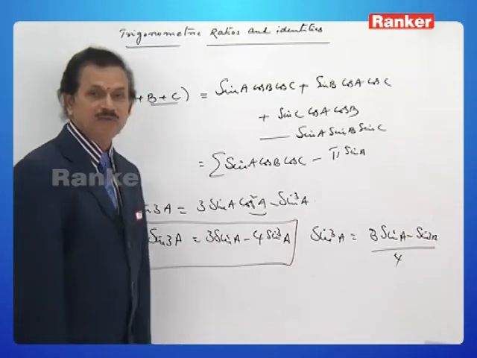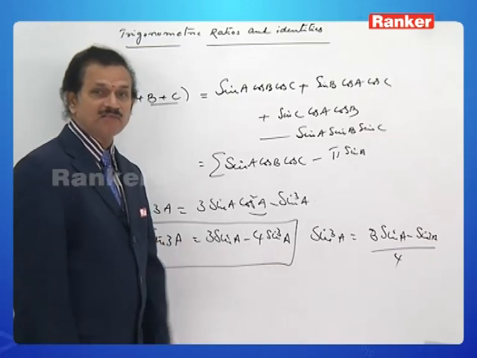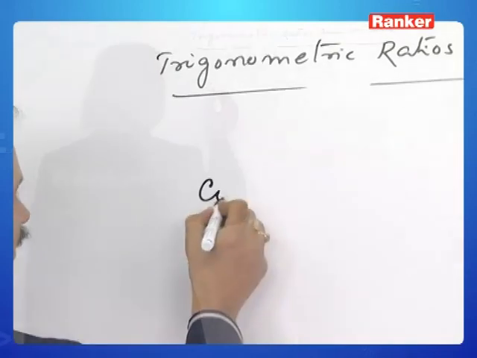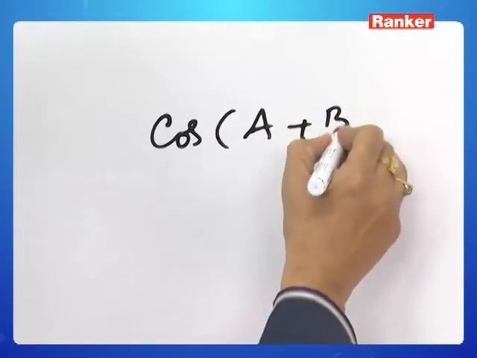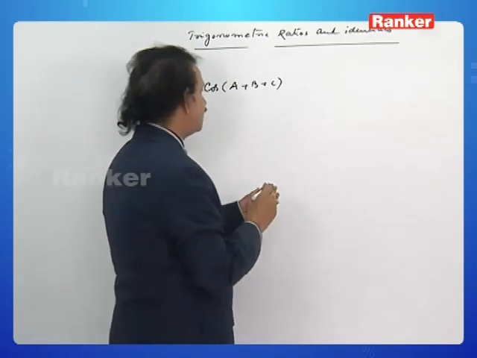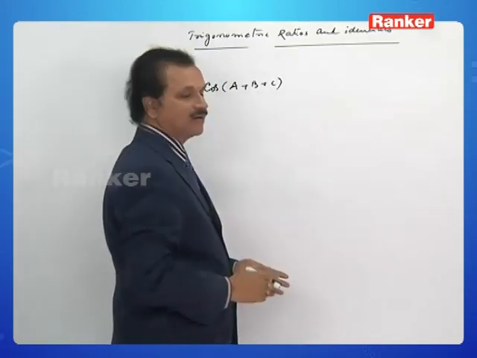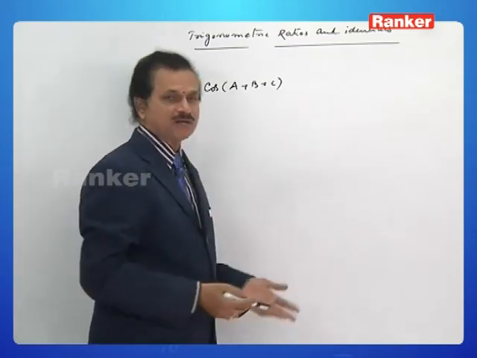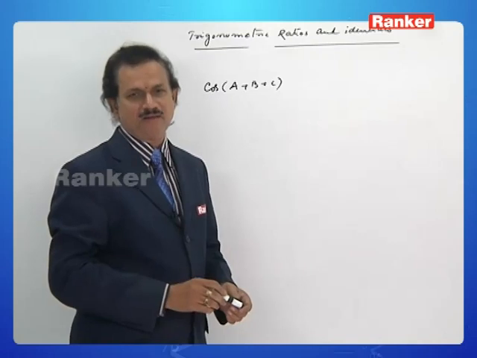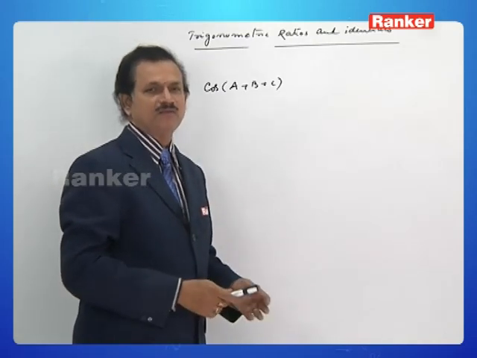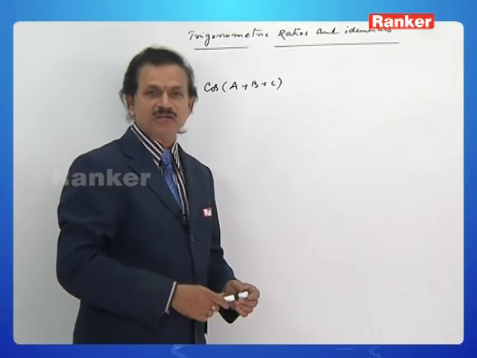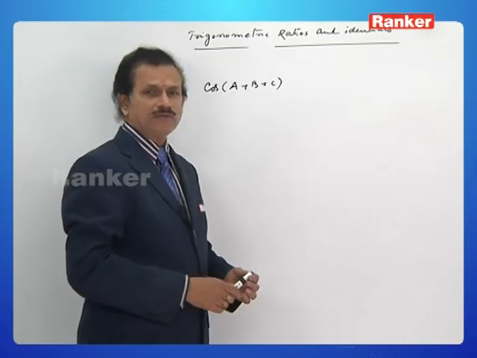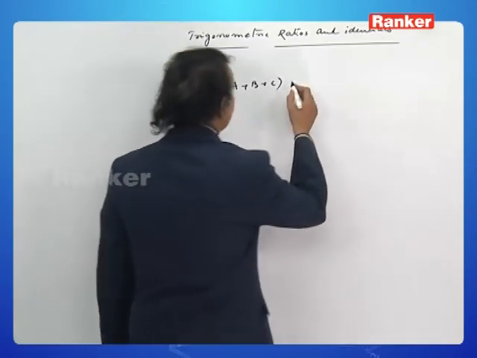In a similar fashion, let us have cos of a plus b plus c also. By taking b plus c is equal to some theta, it takes the form cos of a plus theta, cos a cos theta minus sin a sin theta. Cos theta will again be expanded as cos of b plus c is equal to cos b cos c minus sin b sin c, and sin theta, sin of b plus c, can be written as sin b cos c plus cos b sin c.